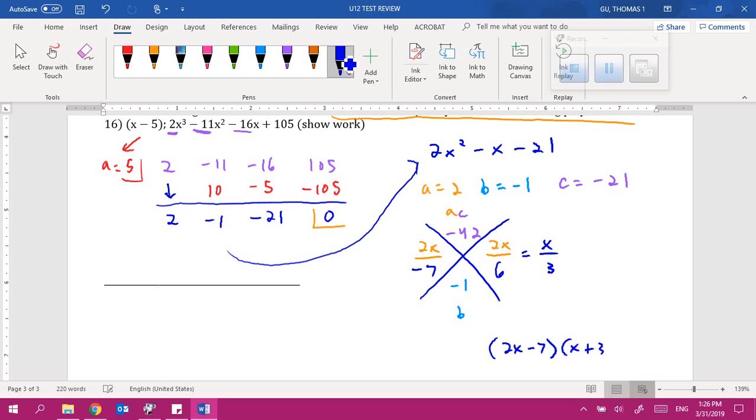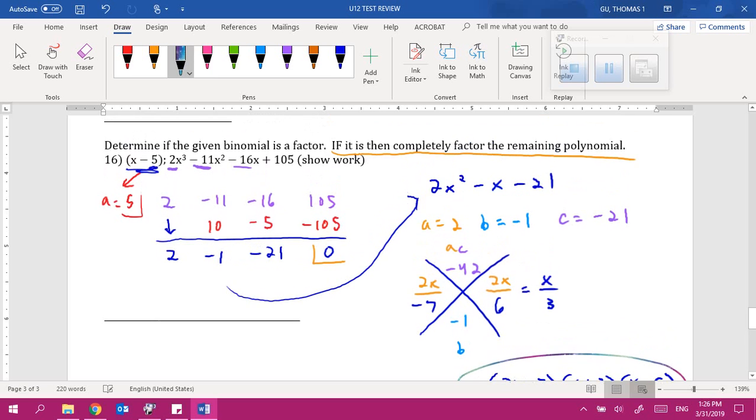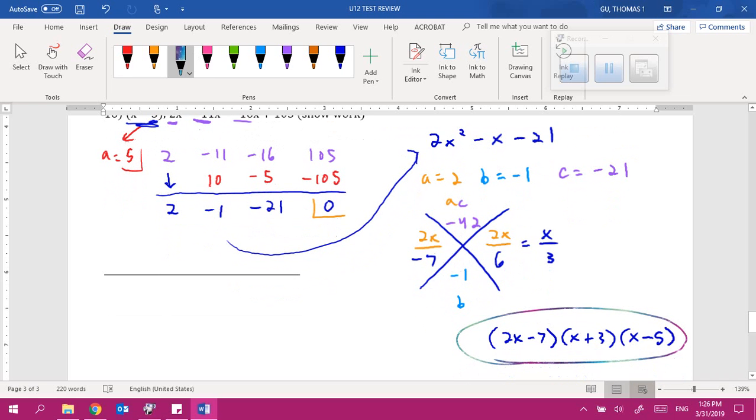And remember, what's my original factor that I had up here? x minus 5. So that is my final factor. It doesn't really matter what order you write these, but you have to have all three of them: 2x minus 7 times x plus 3 times x minus 5. That would be your completely factored form of the original polynomial. And that's the end of the review. We did it.